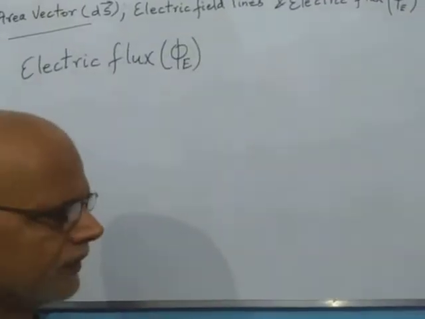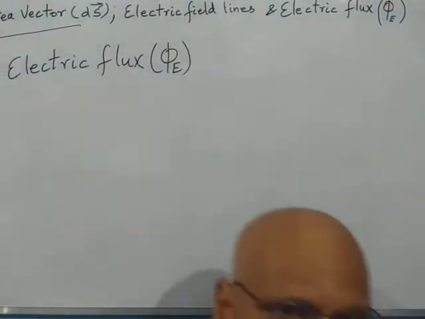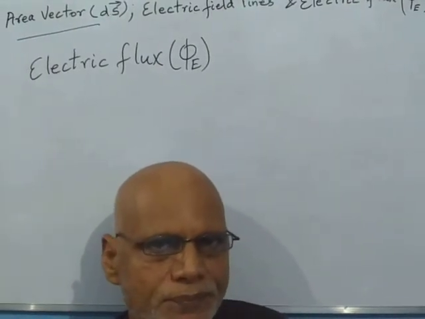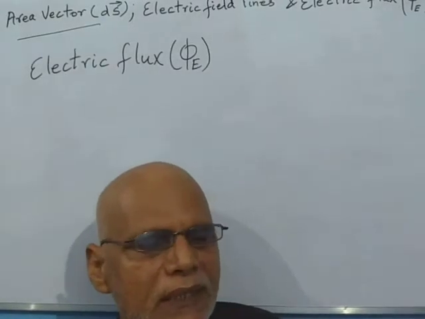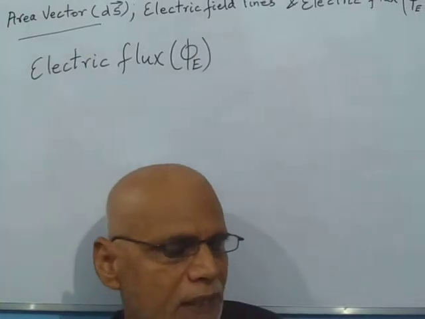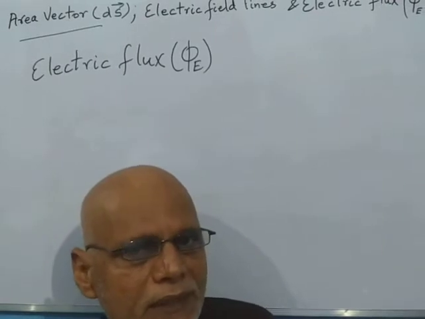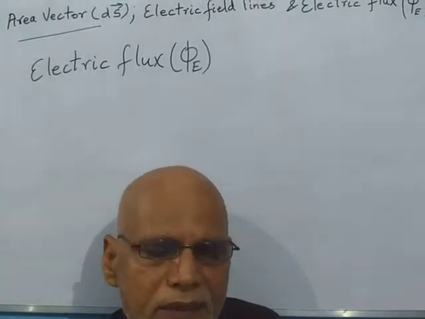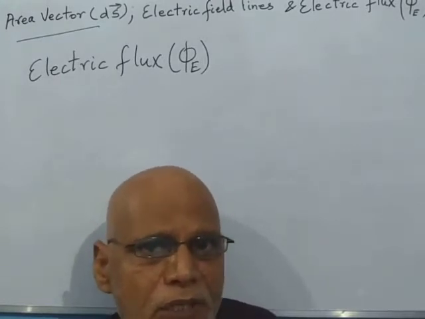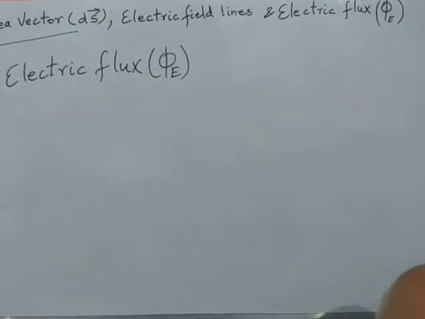We define electric flux. Electric flux is the total number of electric field lines passing normally through a given surface. It means that we can discuss it with an example to have a better understanding of this electric flux. What we have defined earlier is that electric flux is the total number of electric field lines passing perpendicularly through a surface. Say for example, we take one example.